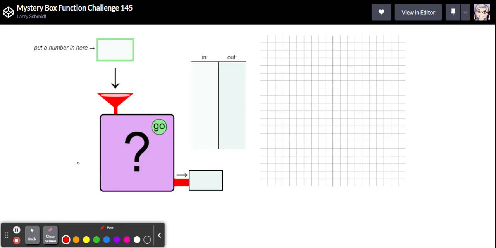In the purple mystery box there's some math and your challenge is to figure out what that math is. You can try this out by using the link in the description, and when you think you've got an idea, come on back and see if we get the same thing.